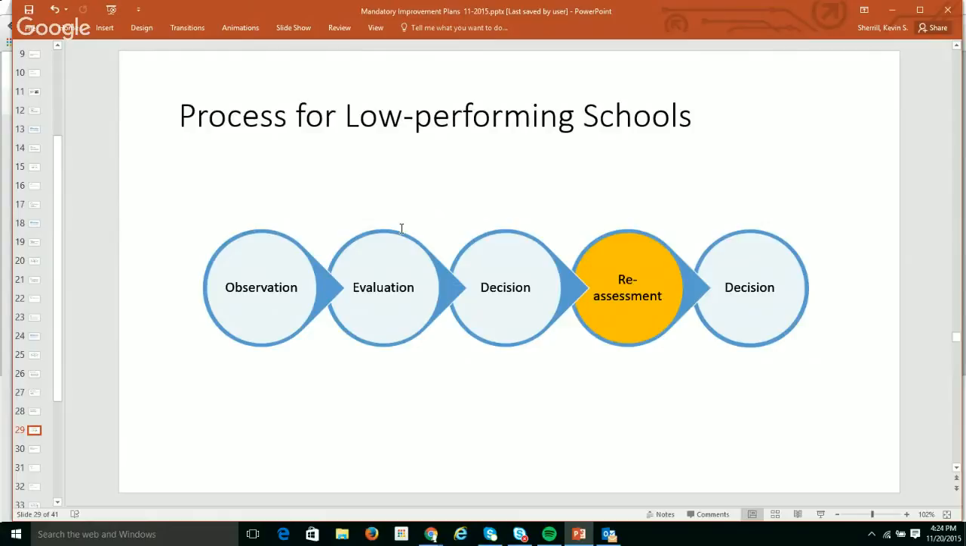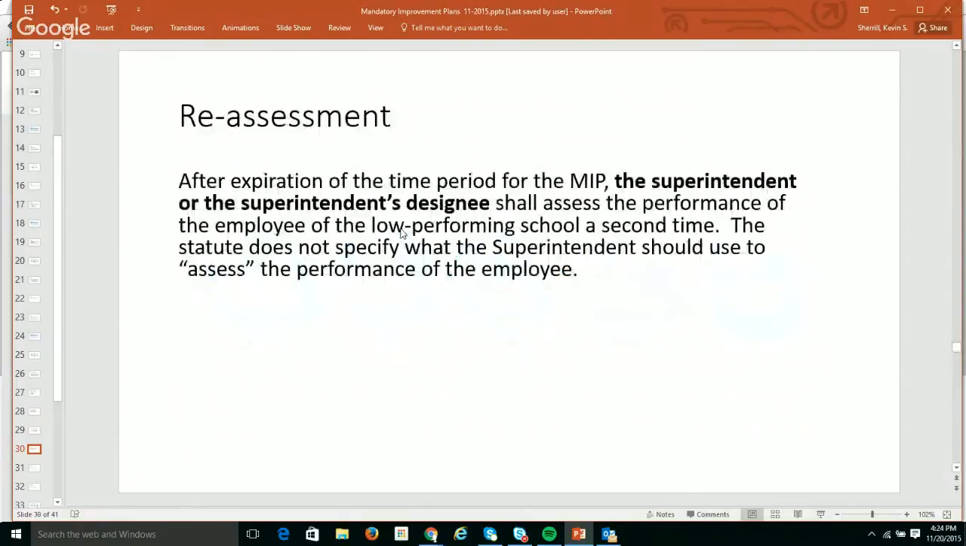Reassessment. So after you've done your evidence gathering, your evaluation, you made that first decision and you put them on a mandatory improvement plan, the statute says you then have to do a reassessment. It says after expiration of the time period for the mandatory improvement plan, so whatever reasonable timetable you established, the superintendent or the superintendent's designee shall assess the performance of the employee of the low performing school a second time.